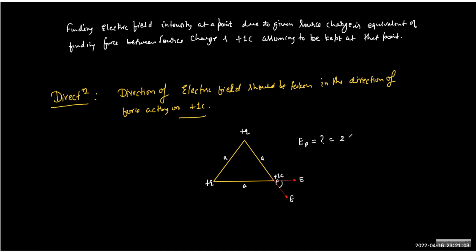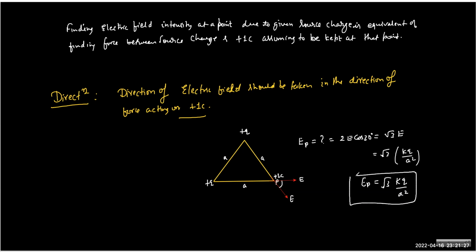So EP will be equal to 2E cos 30, and this will be root 3, right? And the value for E will be how much? KQ by, so KQ into 1 coulomb upon A square. The answer is same as before. The only difference is we have only single charge instead of product of charges that we used to have earlier, right?